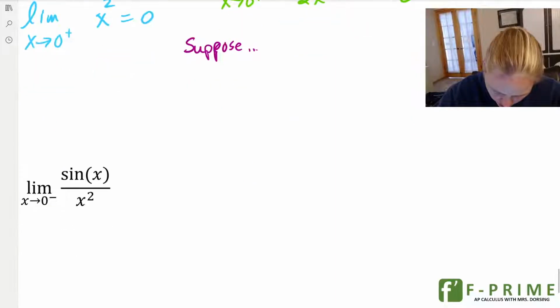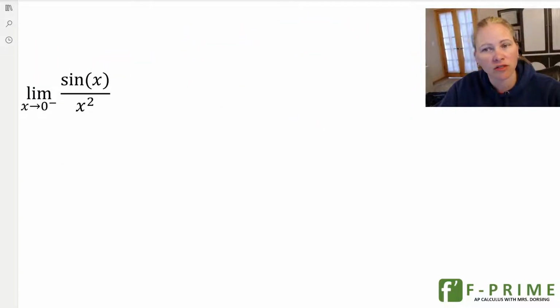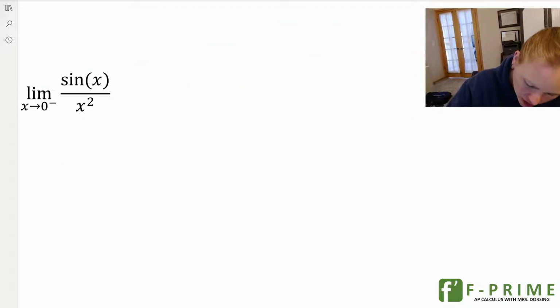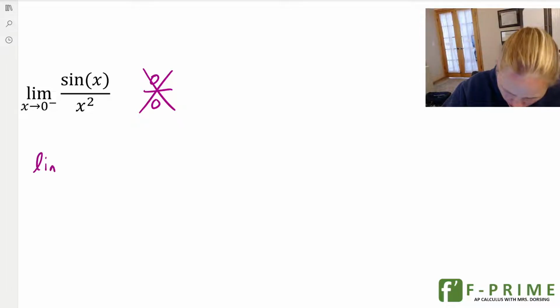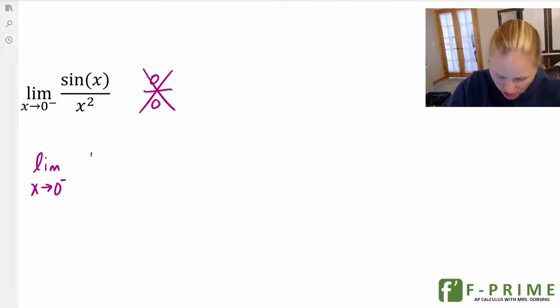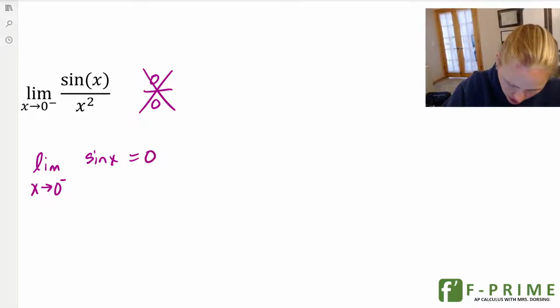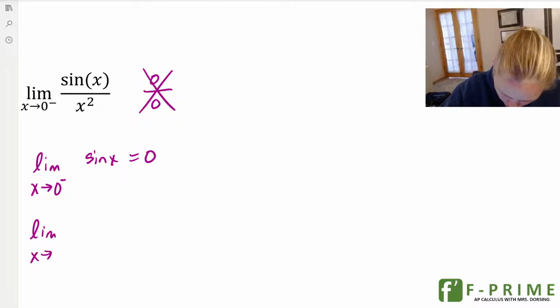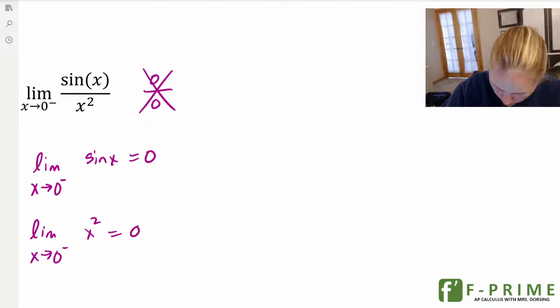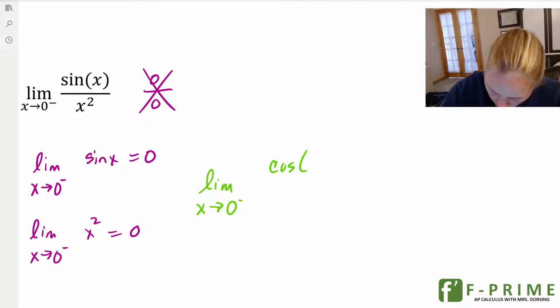suppose we want the limit from the left. Oh, surprise, surprise. Here's what's happening. I'm going to still get 0 over 0, and I'm going to X it out, and I'm going to state my things. I'm going to say the limit as x approaches 0 from the left of sine of x is 0, and the limit as x approaches 0 from the left of x squared is also 0. I'm going to state those things, but now when I go and do my derivatives and I evaluate, watch what happens. So I'm still going to get cosine of x over 2x.